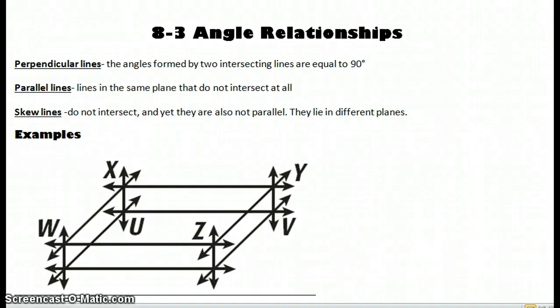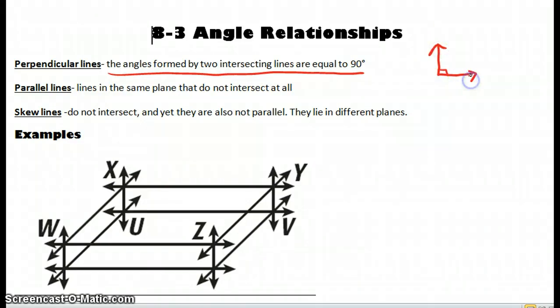Chapter 8-3, Angle Relationships. Perpendicular lines. The angles formed by two intersecting lines are equal to 90 degrees. I can have perpendicular lines meet at corners called vertexes as my rays continue out.